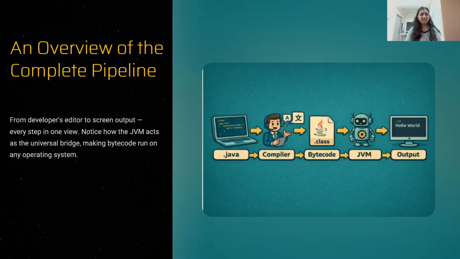Now, what did we just learn? Java, the compiler translates it into the bytecode. The computer still doesn't understand, so the JVM comes into the picture and it turns the bytecode into the machine understandable language, and finally you get the output. Notice how the JVM acts as a universal bridge, making bytecode run on any operating system.